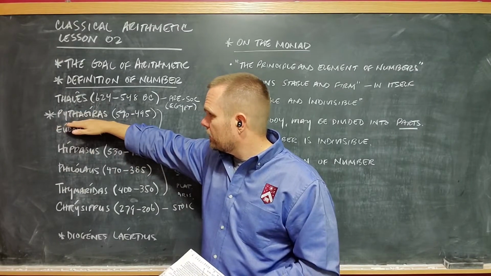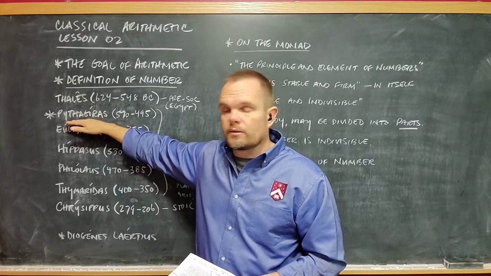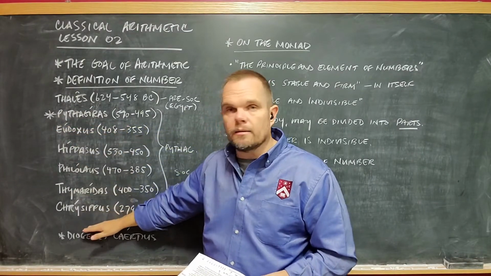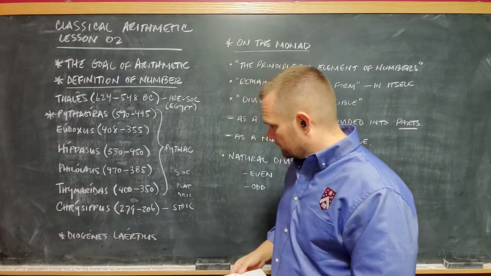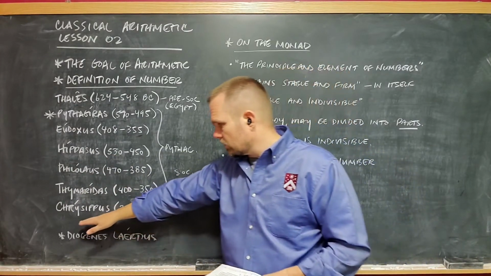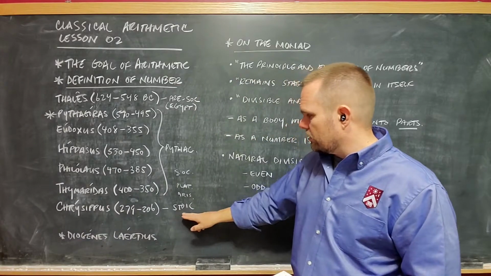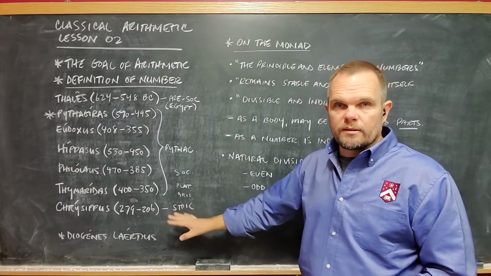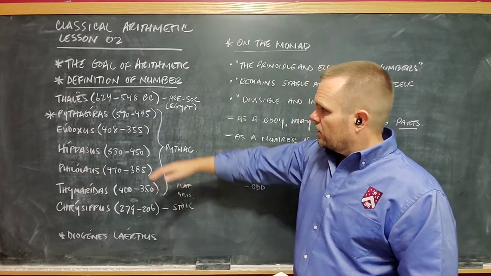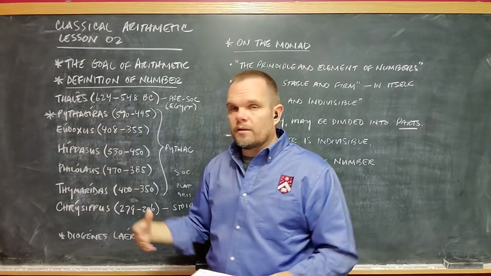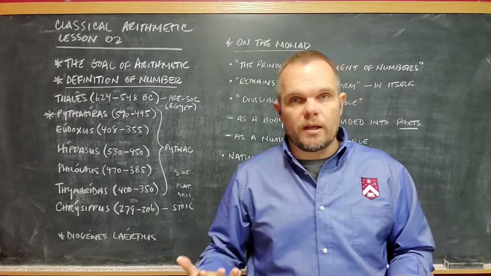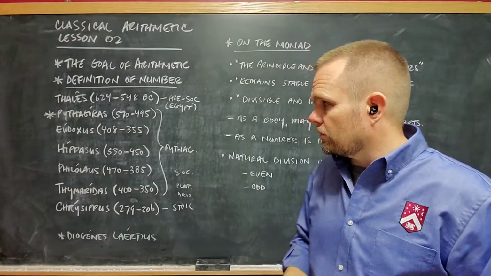And then we have the superstar, Pythagoras. And then all of these other men are followers of Pythagoras, except for the last one. Chrysippus, as you see here, it says he's a Stoic. We'll get to him a little bit later. But Pythagoras is the master of ancient philosophy, ancient mathematical philosophy.